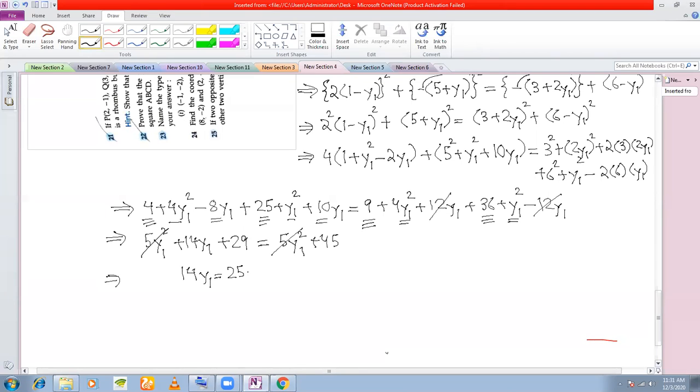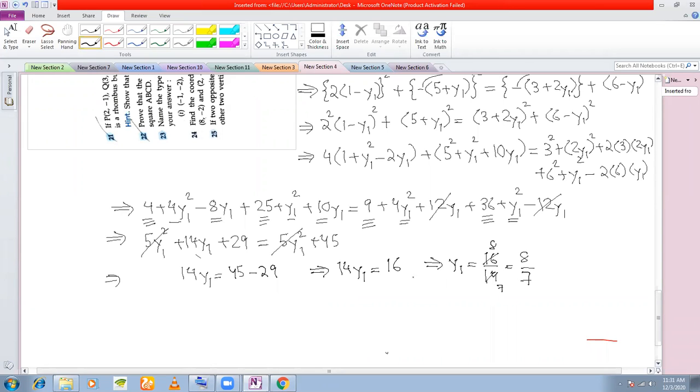That means you can write this as 14y1 is equal to 45 minus 29. That means 14y1 is equal to, this will give you a 16. Y1 is equal to 16 by 14, that is 8 by 7. Now the process remains the same.